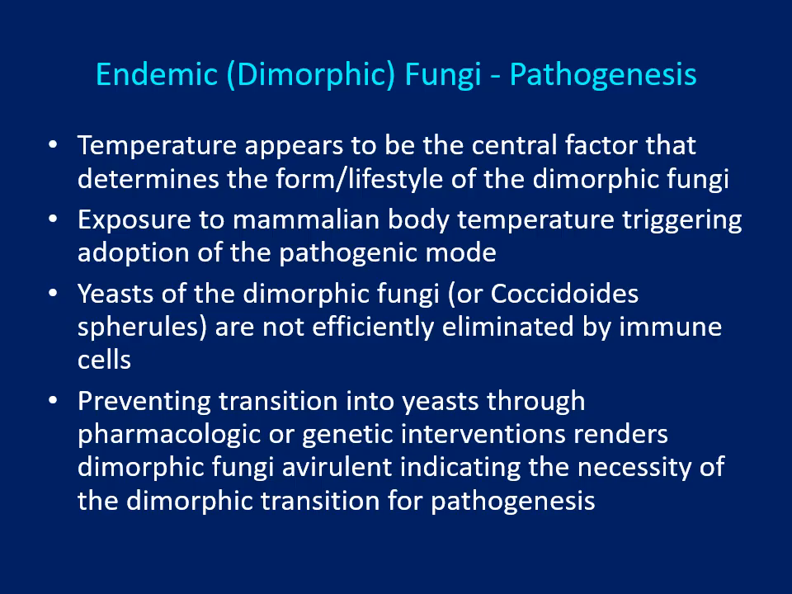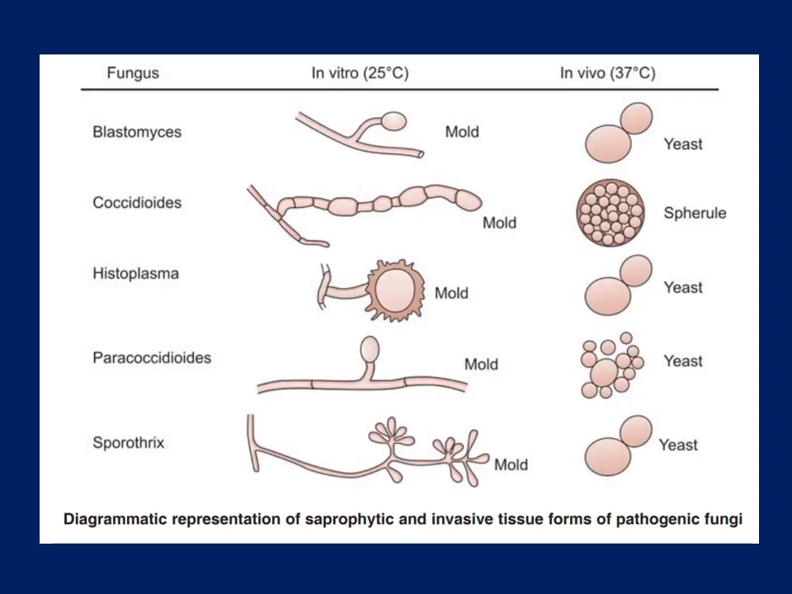Becoming yeast or spherule, they will not be efficiently eliminated by immune cells, so they are likely to stay there and produce a chronic infection. Sometimes you may clear the infection, but many times the infection remains there uncleared and latent. Preventing transition into yeast through pharmacological or genetic intervention renders dimorphic fungi avirulent, indicating the necessity of the dimorphic transition for the pathogenesis. This is what I'm talking about.